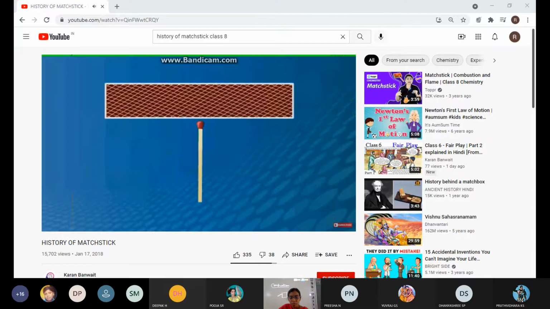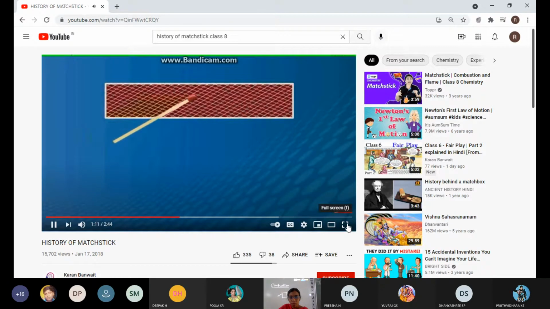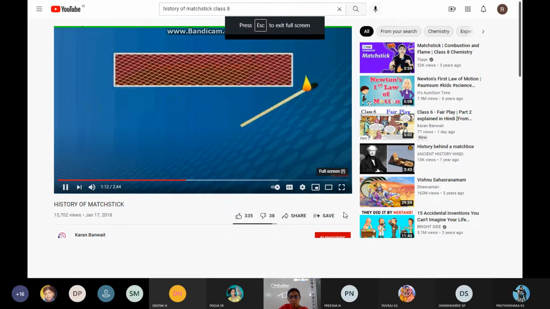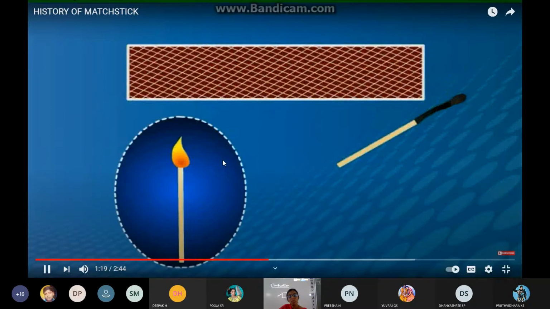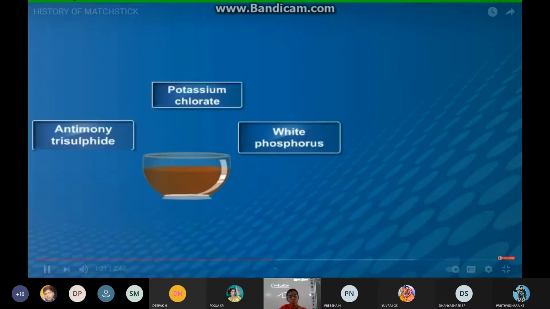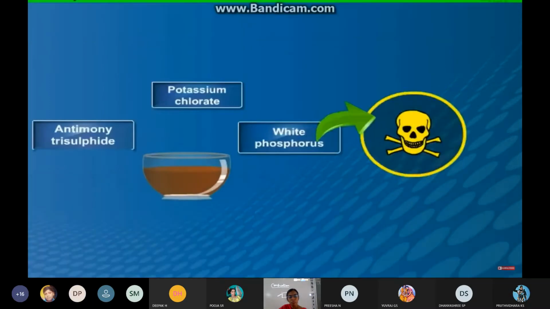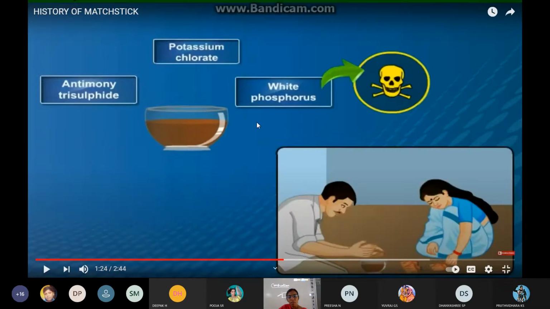When this stick was struck against a rough surface, white phosphorus got ignited due to the heat of friction. This started the combustion of the matchstick. But white phosphorus proved to be dangerous for the workers. See, white phosphorus is dangerous in itself, as it catches fire in air.